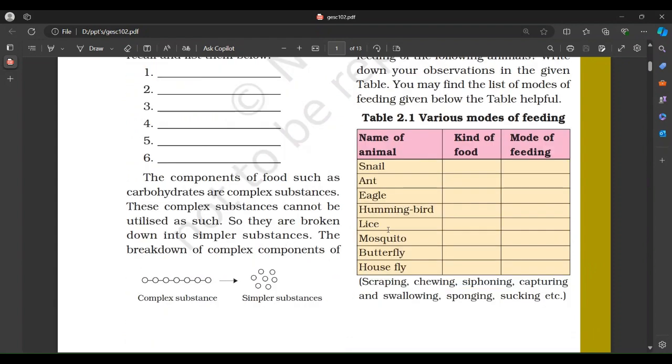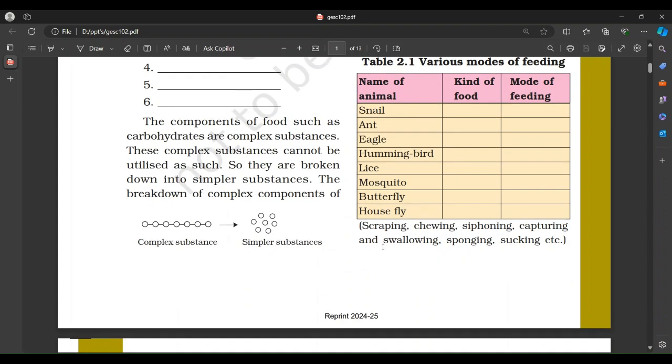First of all, let me give you one example. If I give you an apple, can you eat that apple at one time? No, you have to cut it into pieces, or take bites. So food is in a complex form and we have to make it into a simple form. When the components of food such as carbohydrates are complex substances, we have to break them down into simpler substances for our utilization. The breakdown of complex substances into simple form is called digestion.